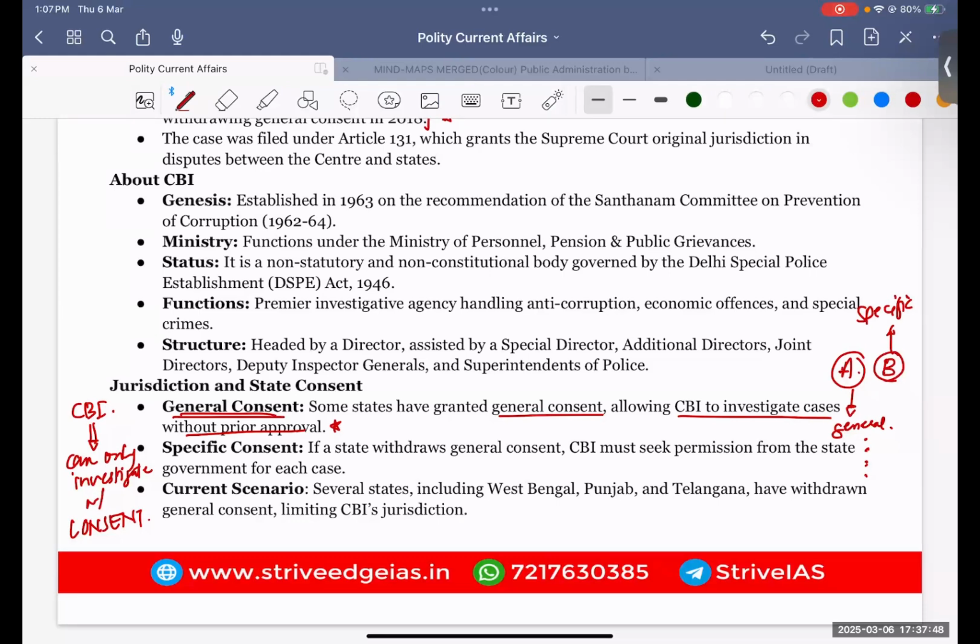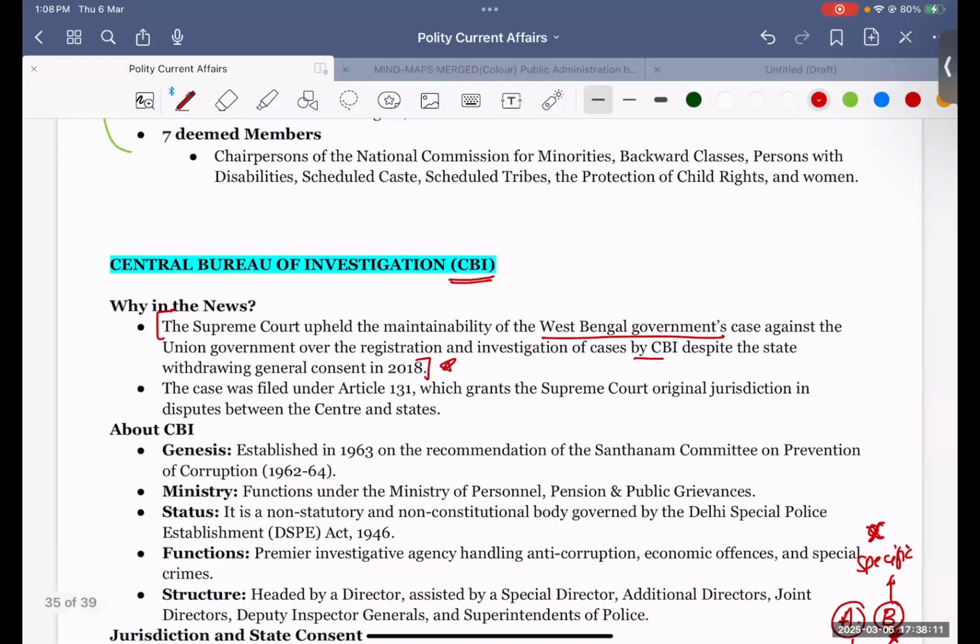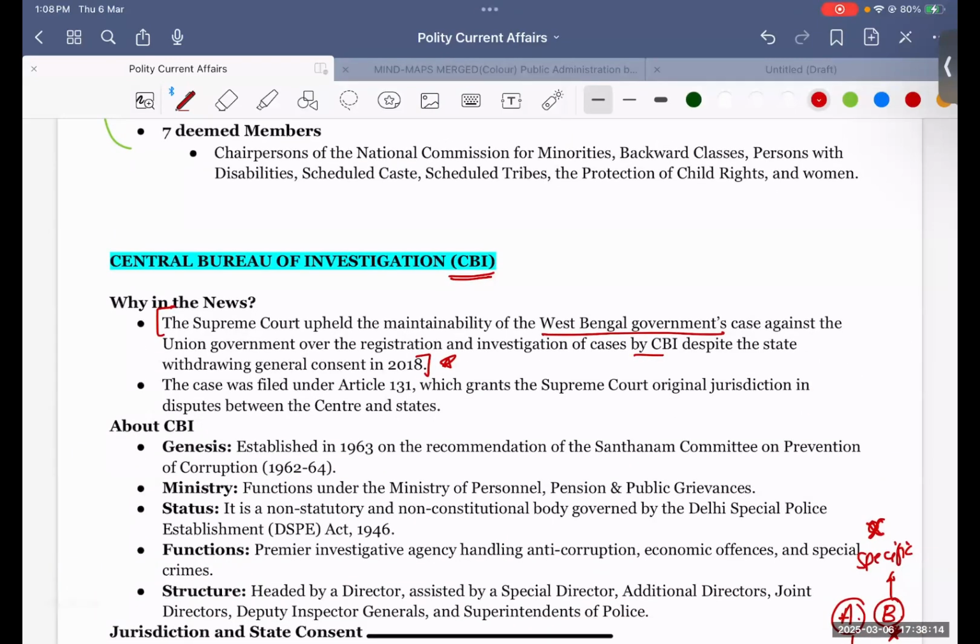So what is that specific consent? If you withdraw your general consent, the CBI must ask permission from the state for each case. Suppose one case, this particular case X, has happened, and the CBI wants to investigate it, they should first seek the permission of this state B government. So what the West Bengal government had done, they had withdrawn their general consent. Matlab what they are having now, they have specific consent.